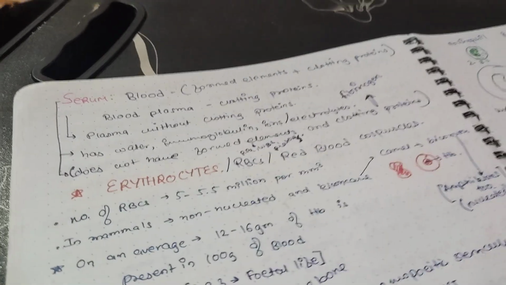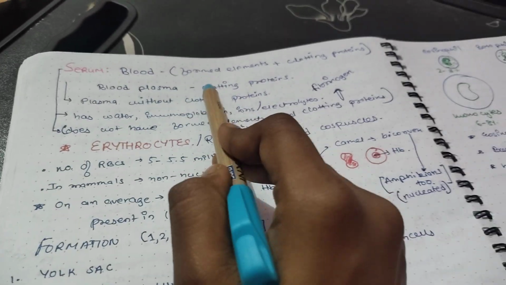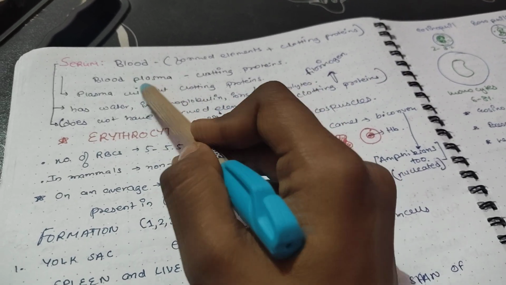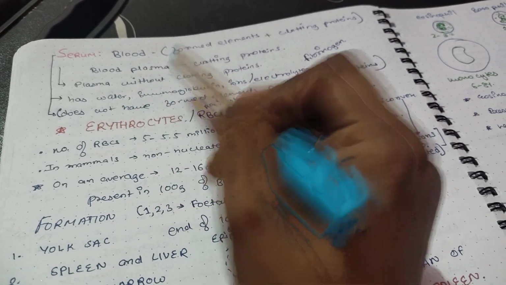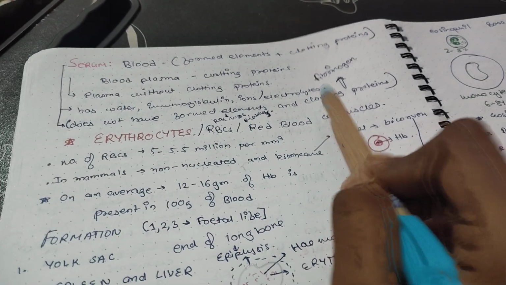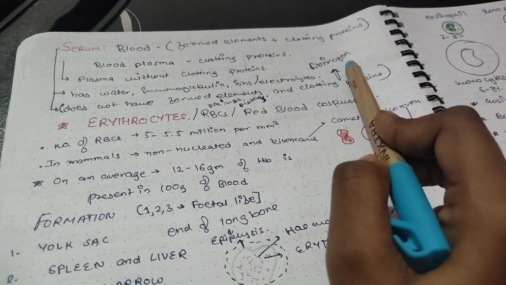Okay. There's something called serum too. Now, what is serum? Serum is blood without formed elements and clotting proteins. It's basically like plasma without clotting proteins. It has water, immunoglobulins, ions, electrolytes, everything, but it does not have formed elements and clotting proteins like fibrinogen.